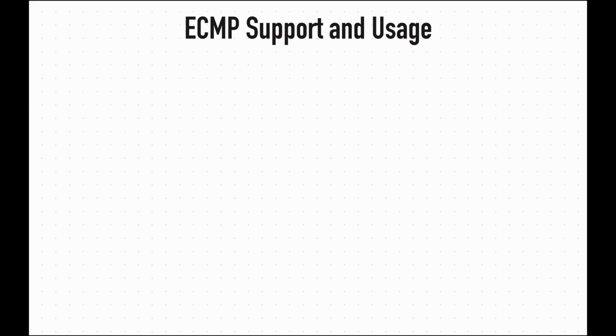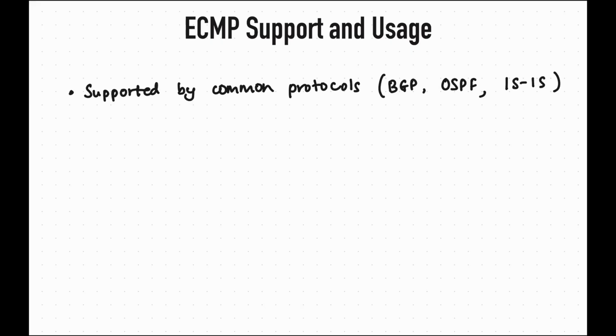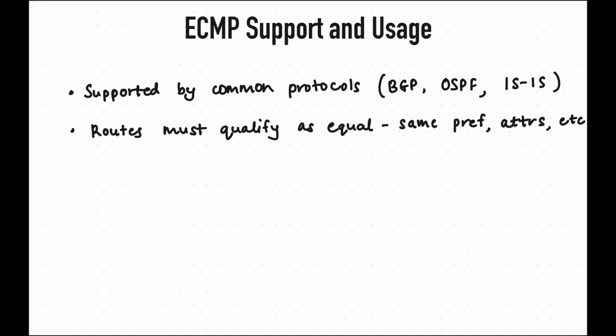Many routing protocols support ECMP. Protocols like OSPF and ISIS naturally support equal cost multipath routing. BGP also supports ECMP but often requires configuration. The routes must qualify as equal according to BGP's best path selection process before multipath can be enabled.